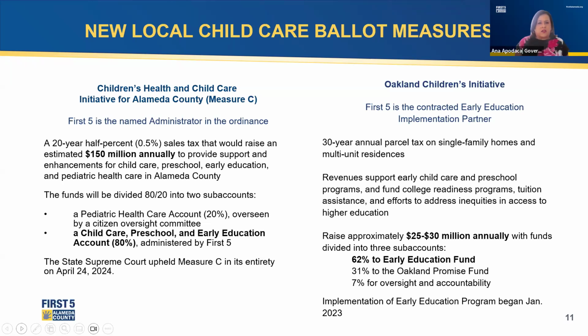It's a 20-year half-cent sales tax that raises approximately $150 million annually to provide support and enhancements for childcare, preschool, early education, and pediatric healthcare in Alameda County. The funds will be divided into two sub-accounts. A pediatric healthcare account will receive 20% of the funds, and that will be overseen by a citizen oversight committee. The second account is a child care, preschool, and early education account, which will receive 80% of the funds, and that will be administered by First Five. We are very fortunate that the State Supreme Court upheld Measure C in its entirety on April 24th, and now we can begin implementing it.